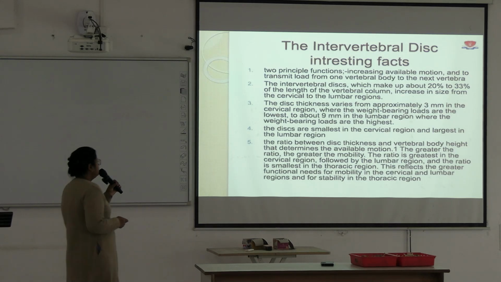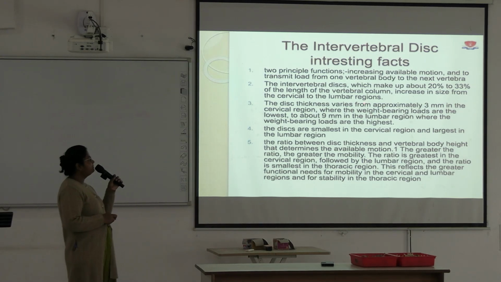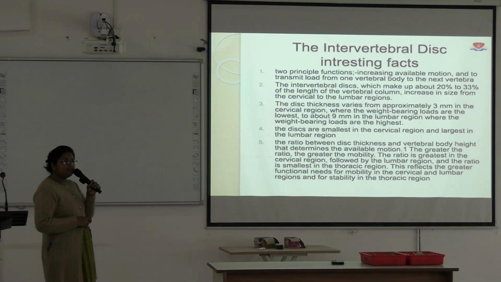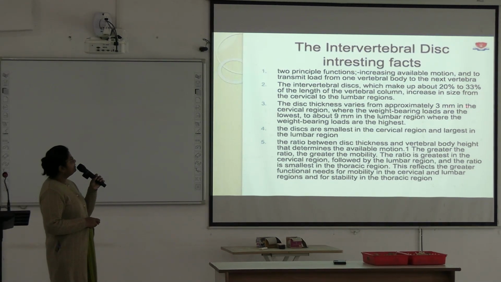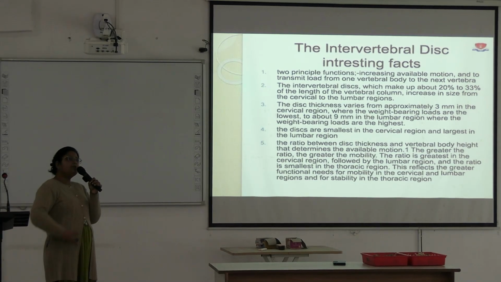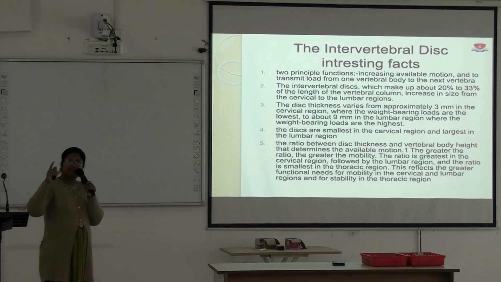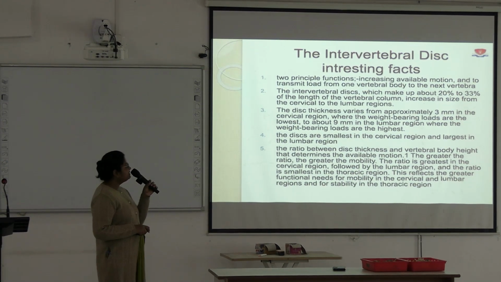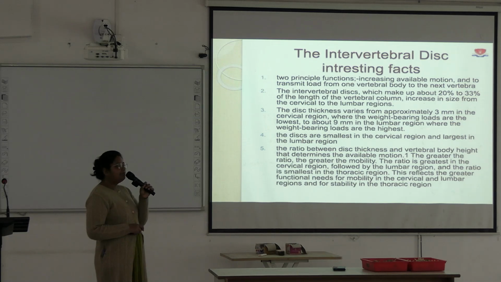Okay. So the disc thickness varies from approximately 3 millimeter in the cervical region, where the weight bearing loads are the lowest, to about 9 millimeter in the lumbar region, where the weight bearing loads are the highest. So from above downwards, thickness is increasing. And the discs are smallest in the cervical region, largest in the lumbar region.